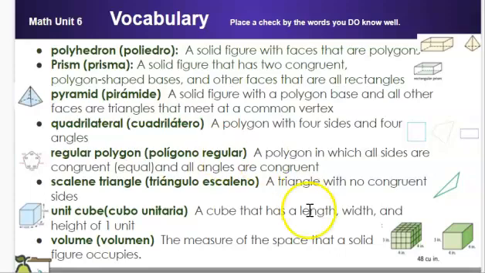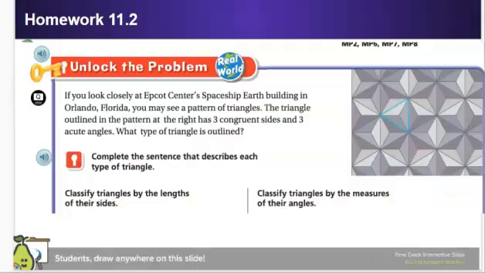A scalene triangle has nothing that's congruent or equal, so all the sides are different lengths. A unit cube is a cube that has a length, width, and height of 1 unit. That is just a general unit of measurement, and we can change that 1 unit to be 1 meter all the way across, or 1 inch, or 1 centimeter. Volume is the measure of space that a solid figure occupies. Capacity is what goes into it, and volume is the space that the object actually encompasses.